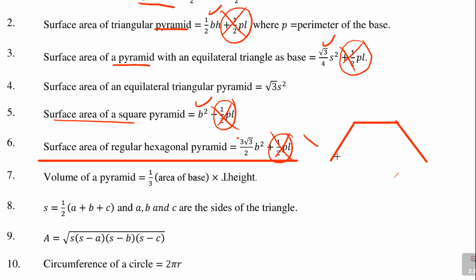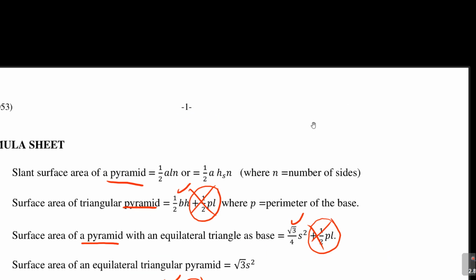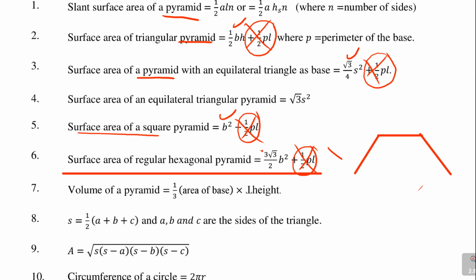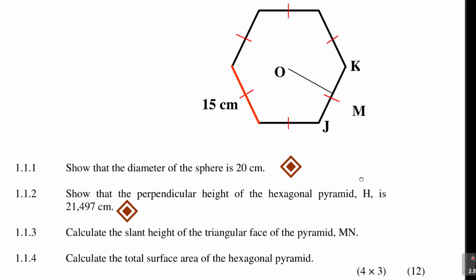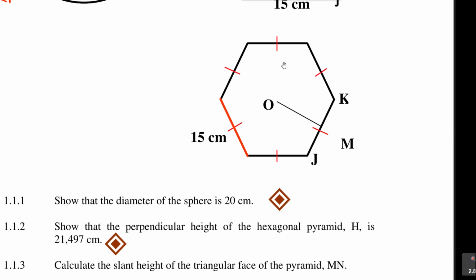1, 2, 3, 1, 2, 3. Where is that shape? Let me get this shape. They gave me the shape actually. This is the shape I want. It's 1, 2, 3, 4, 5.